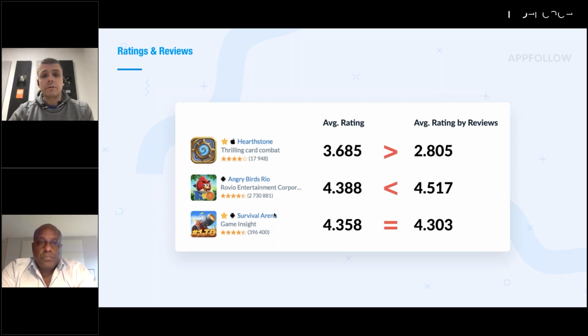In this very example, you can see the Hearthstone game having an average rating that is pretty low, 3.6, or let's say 3.7. But if we look at their rating by reviews, it's even lower. It's 2.8. It's an extremely low rating, meaning that those users who are actually leaving reviews for this application are very much disappointed with the game.